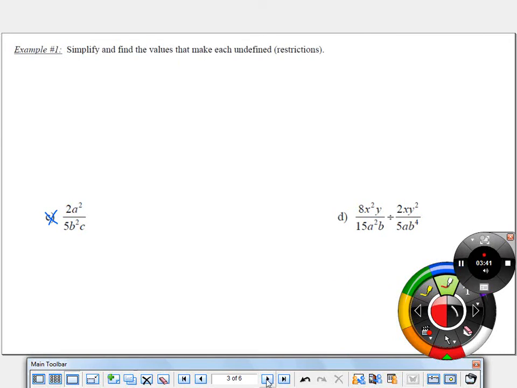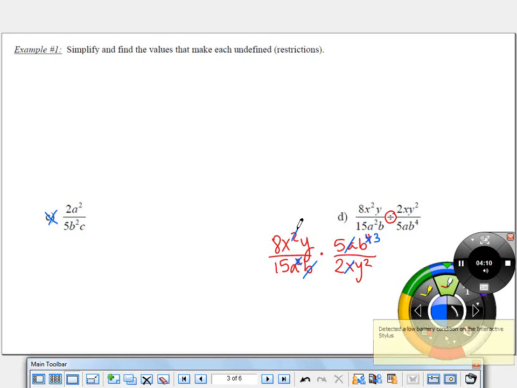Then to address Part D, remember that if you are dividing rational expressions or fractions, so to speak, we are multiplying by the reciprocal. And just recall how your exponent rules work. So here, a can cancel one of the powers of a, b can cancel one of the powers of b, x can cancel one of the powers of x, and y can cancel one of the powers of y. 2 goes into 8 4 times, and 5 goes into 15 3 times.